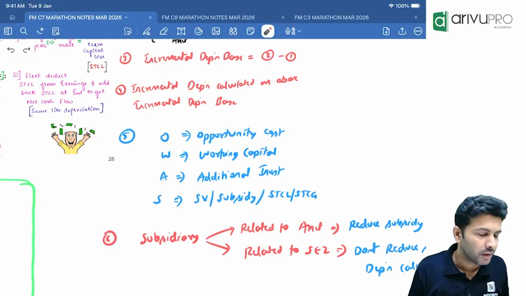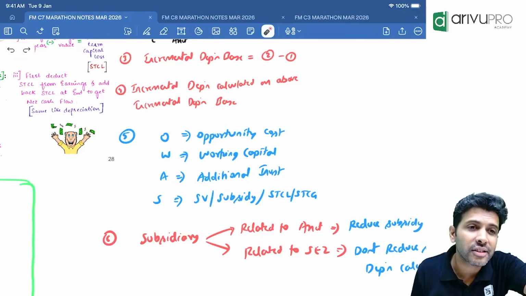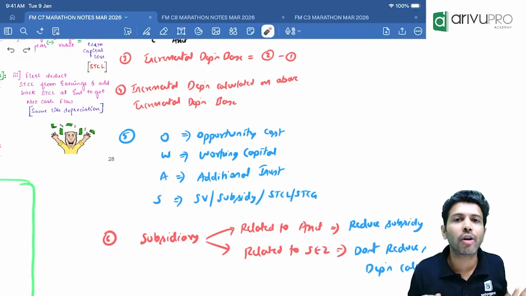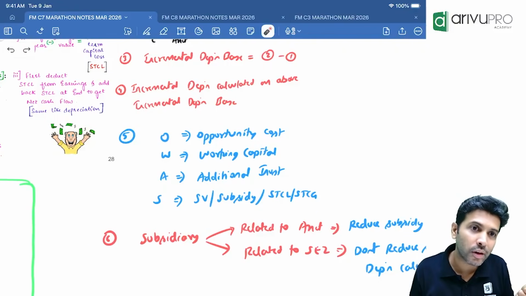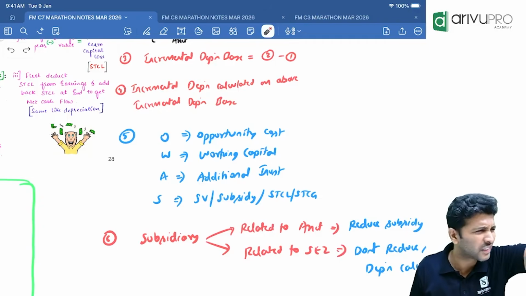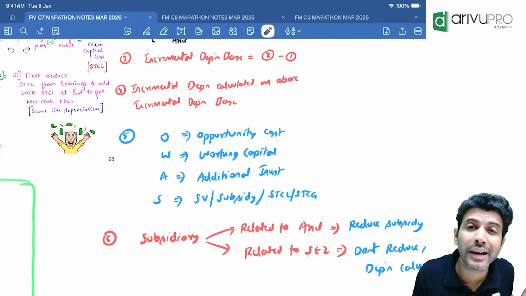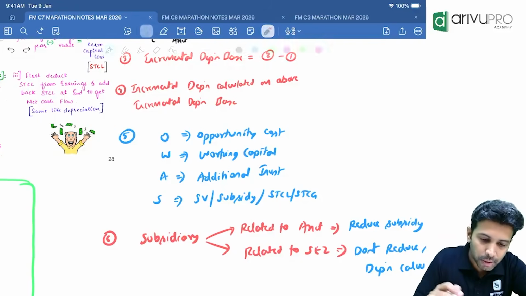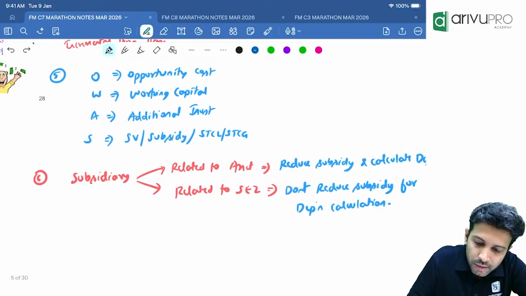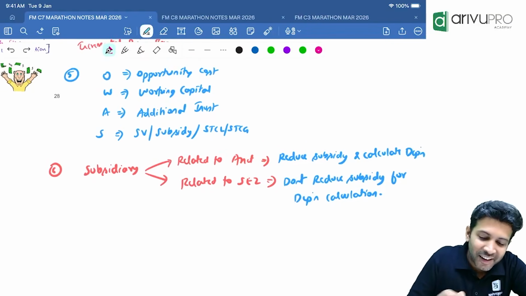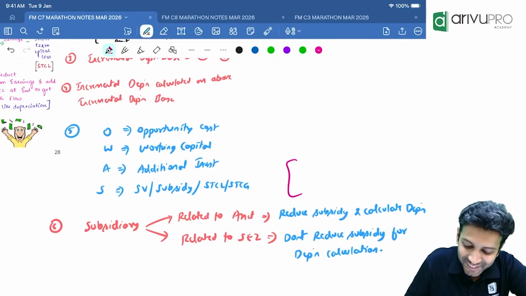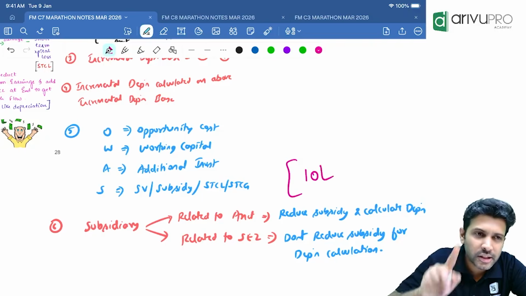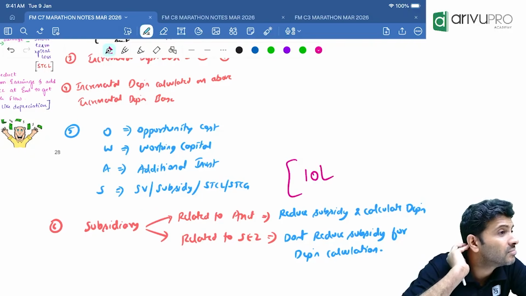One, they will say, company has purchased an asset. Because of that, government gave subsidy. Tell me back once again, what is that? Company purchased a particular fixed asset, machinery, whatever. Because of that, government gave a subsidy. That is one approach. Now I'll give you some numbers. Let's say we purchased the asset for 10 lakh.